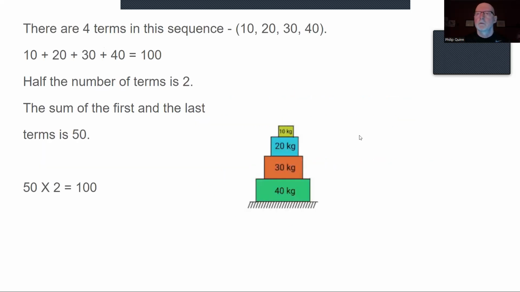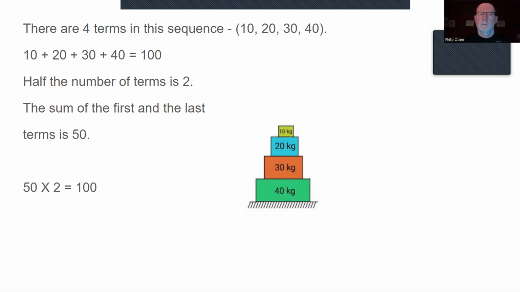Well, let's look at another example and see. Here we have 4 terms in the sequence: 10, 20, 30, 40. Now, if we took those 4 terms and added them together, using plus signs, which indicates a series, as opposed to a sequence that has commas between the numbers, so 10 plus 20 plus 30 plus 40, that's 100.